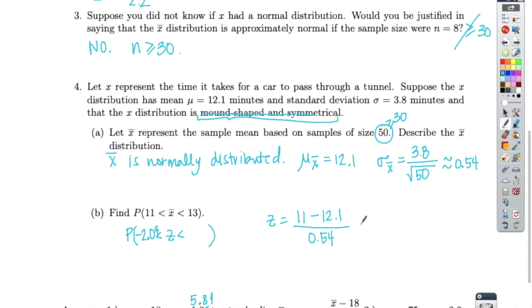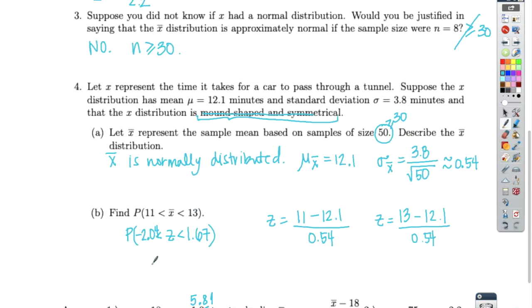And then I will do the same thing for x bar equals 13. So 13 minus 12.1 over 0.54. And I find 1.666..., looks like 6 is repeating, but I'm going to round it to 1.67.